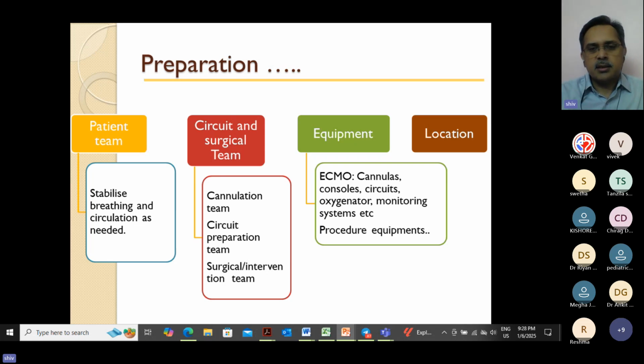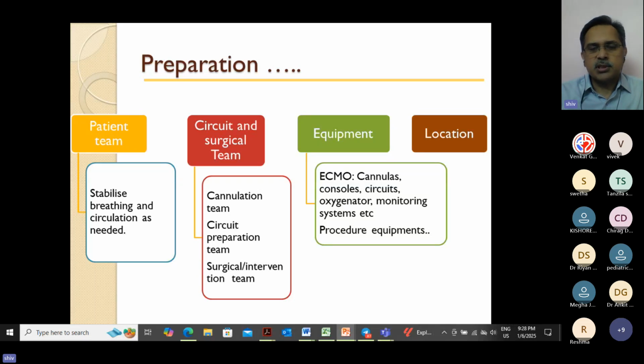We need to plan equipment very well, not only the ECMO and circuit, disposables and backup circuit, but also the equipment that is absolutely required for the procedure without any compromise in the size or quality of these equipment, because you only get one chance to do this.